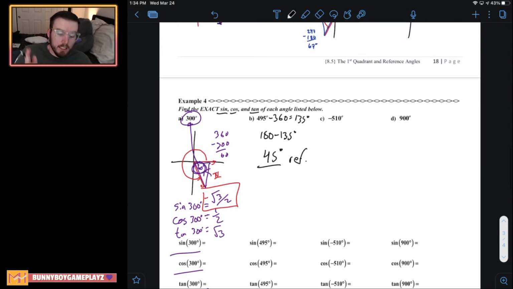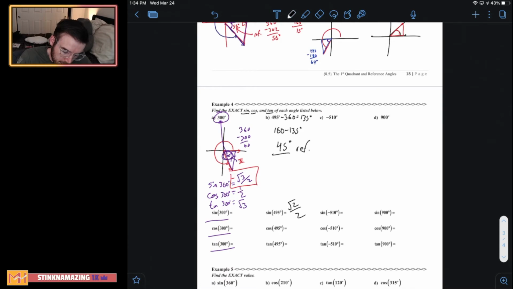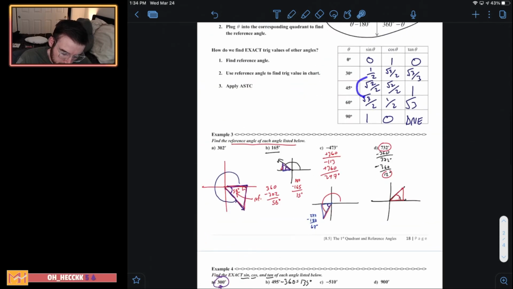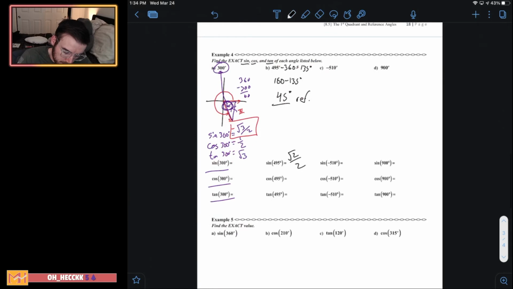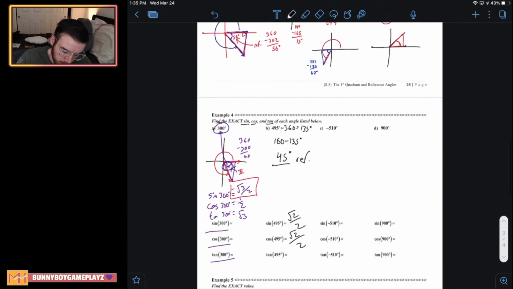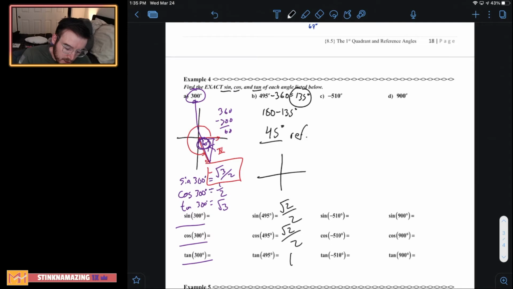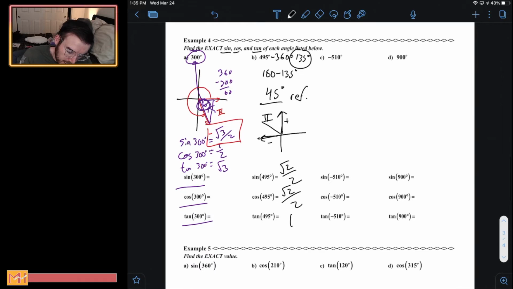So I refer to the table and I see that sine of 45 degrees is root 2 over 2. And I see that cosine is also root 2 over 2. And tangent is 1. But wait, we need to be careful. Remember that 135 is in quadrant 2, right? So sine is positive, but cosine is negative. So therefore sine is positive, cosine is negative, and tangent is negative.